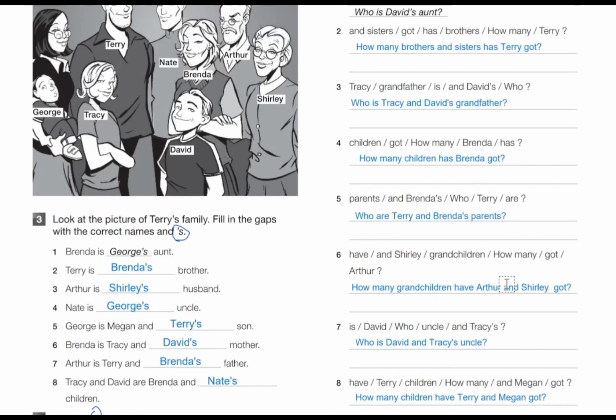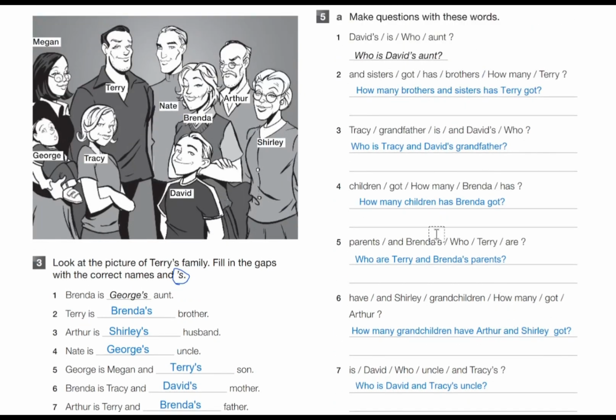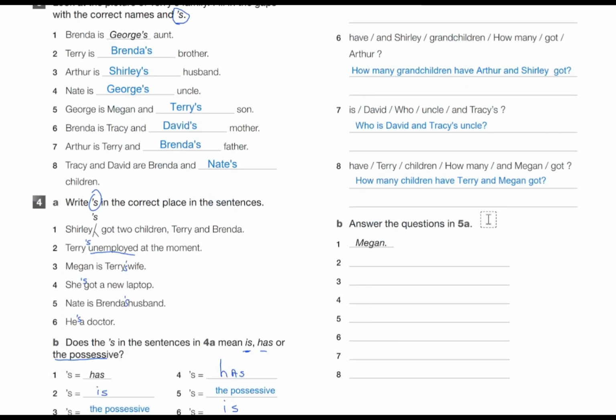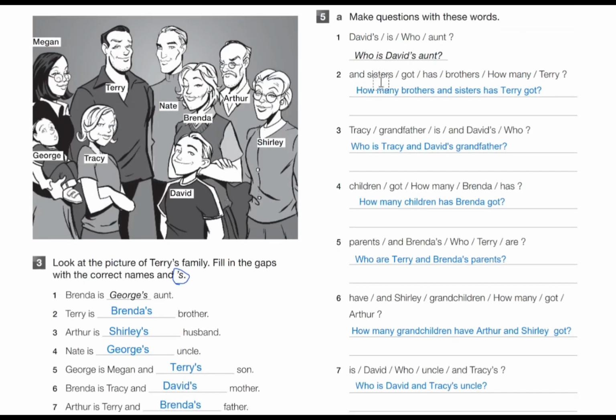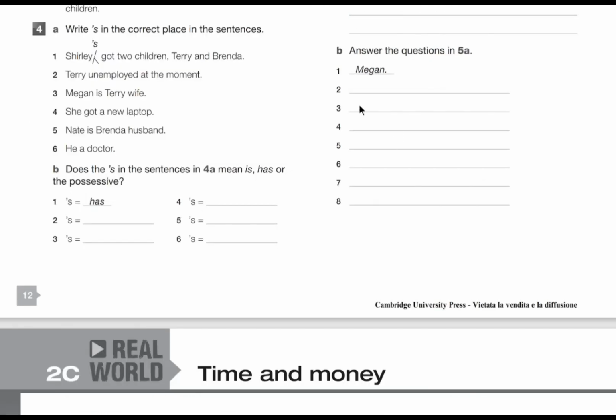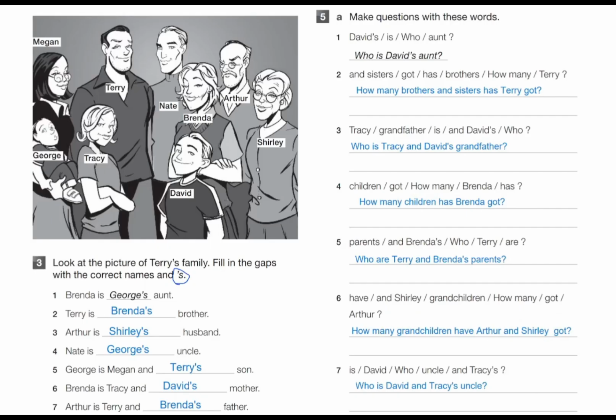We've just put all the questions in the right order. Number six is asking us to answer the questions in 5A. So we've got the 5A here. The question number one, who is David's aunt? As you can see, the answer is Megan. David's aunt really is Megan.